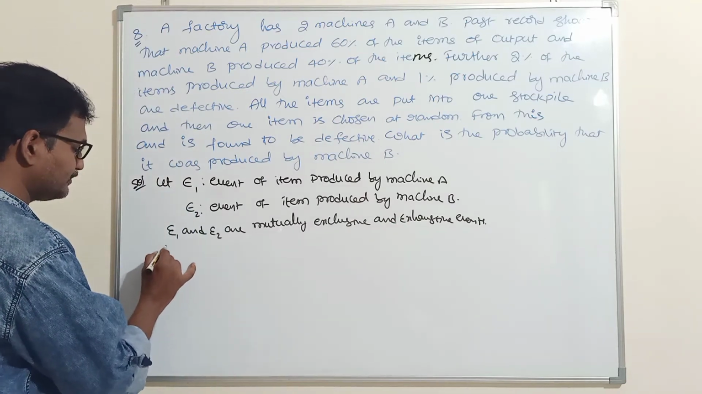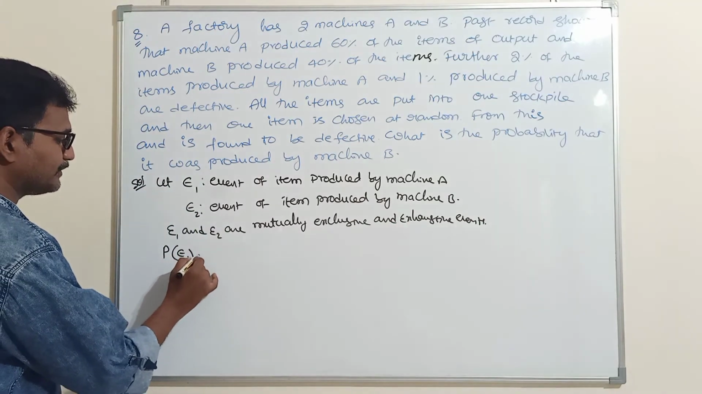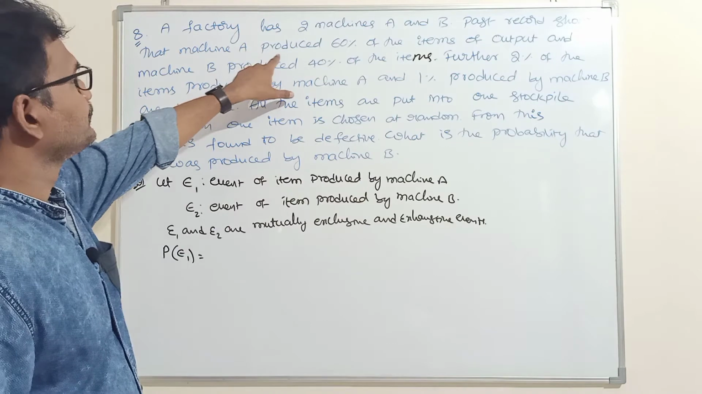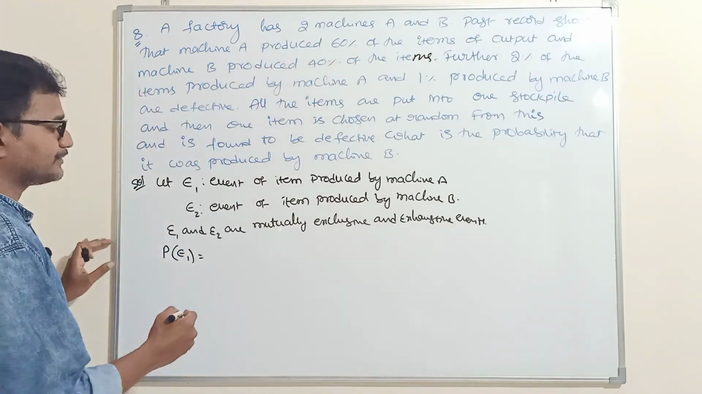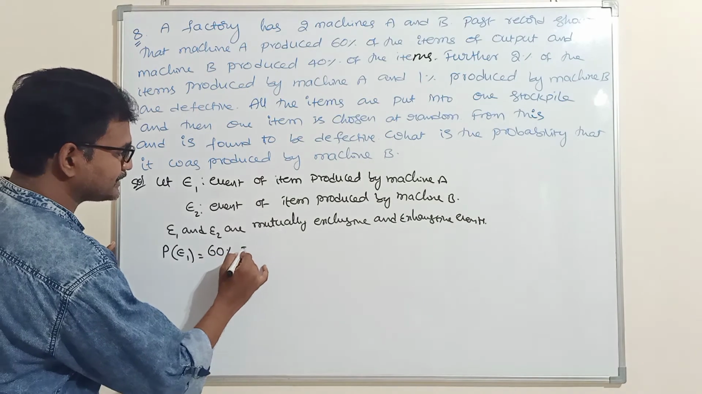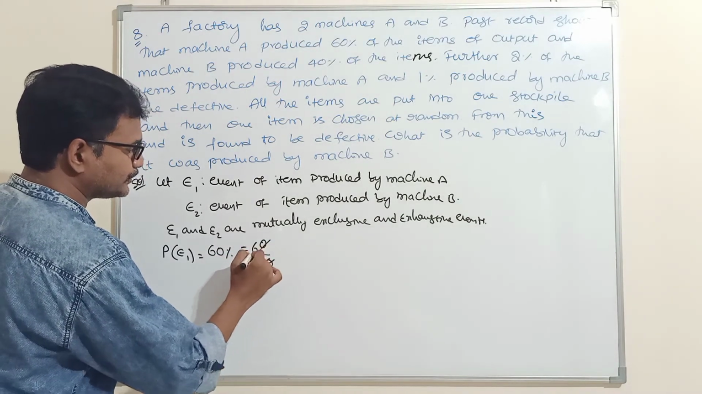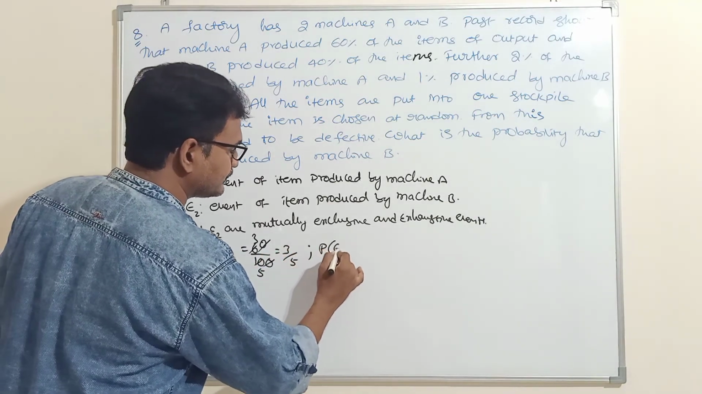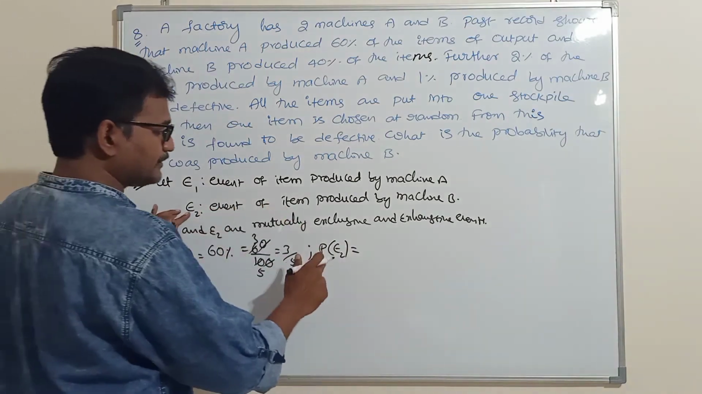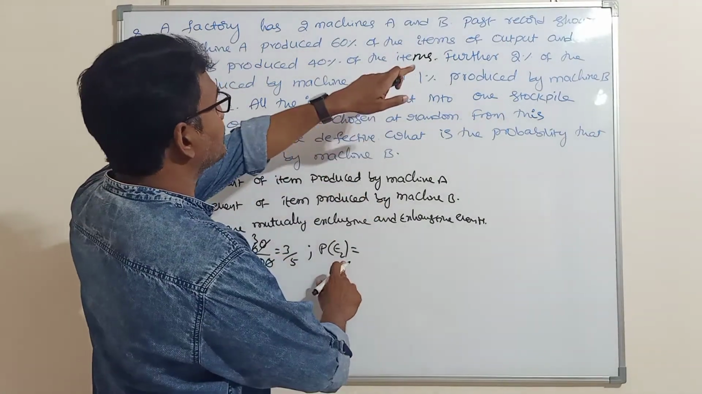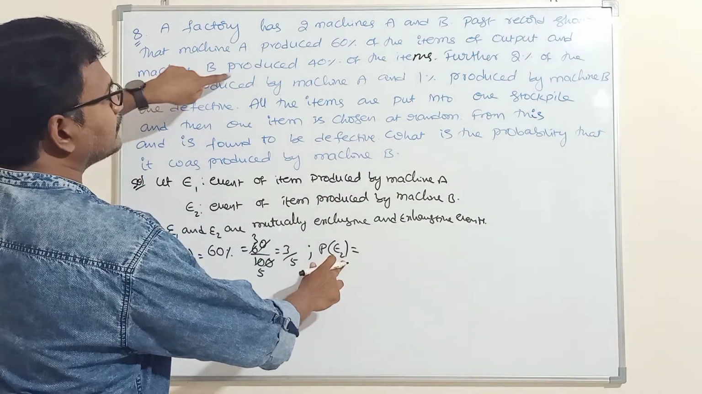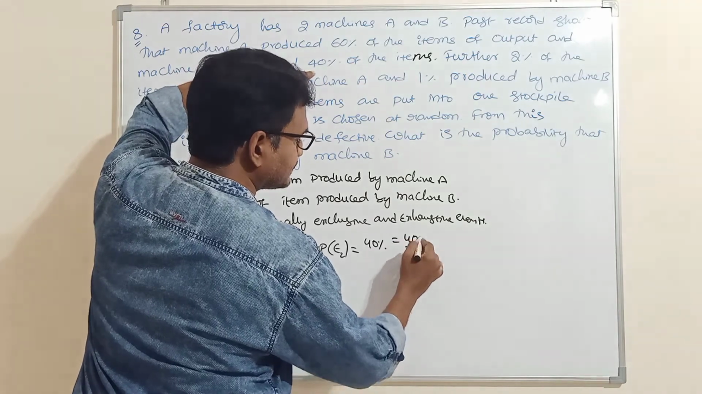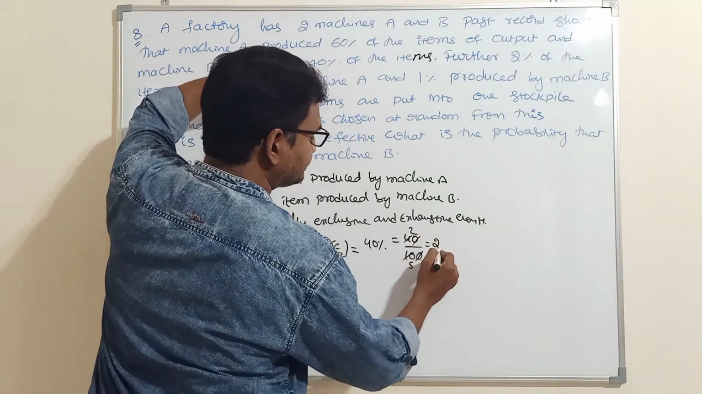Next, probability of E1, the probability of the event of item produced by machine A. A produced how many items? 60% of the items. That means 60 by 100, which is 3 by 5. Next, similarly P of E2, the probability of event of item produced by machine B. Machine B, how many are there? 40%. That means 40 by 100, which is 2 by 5.